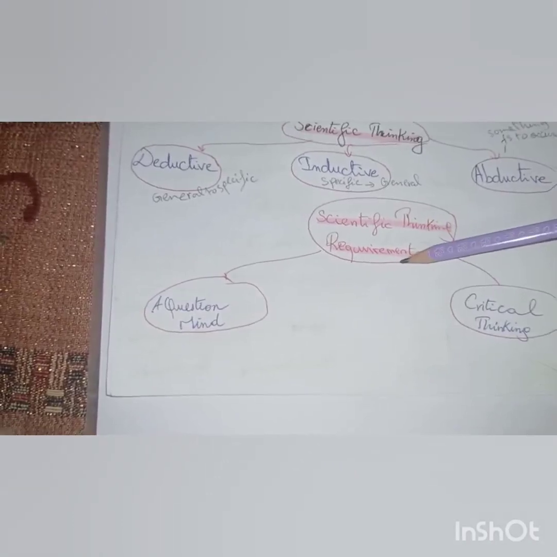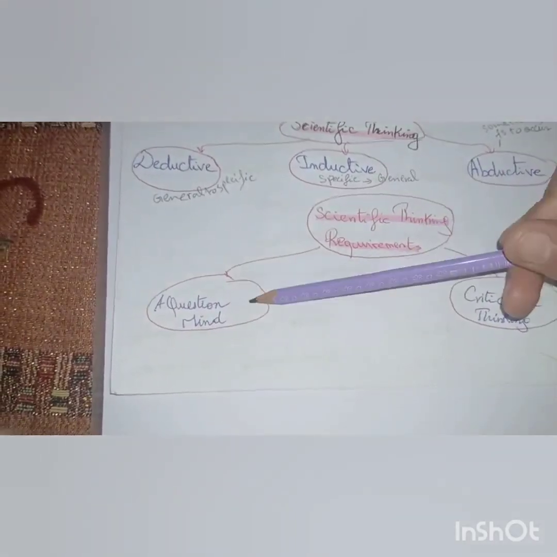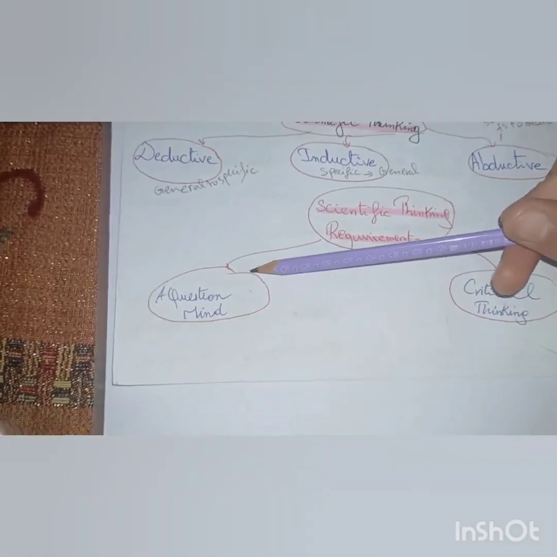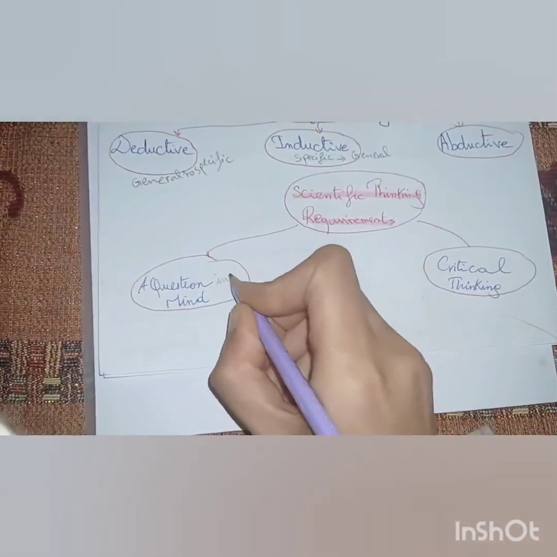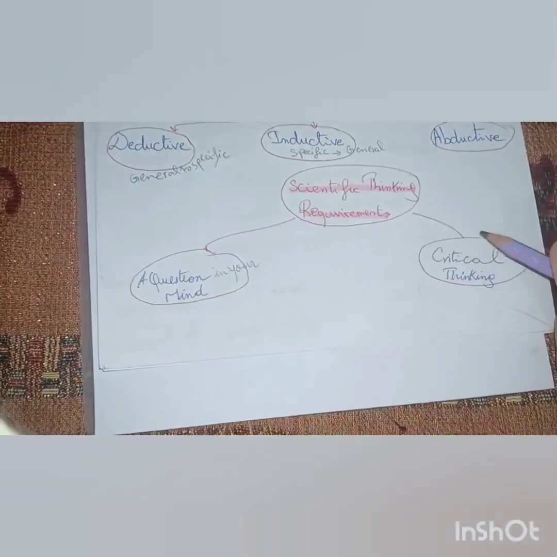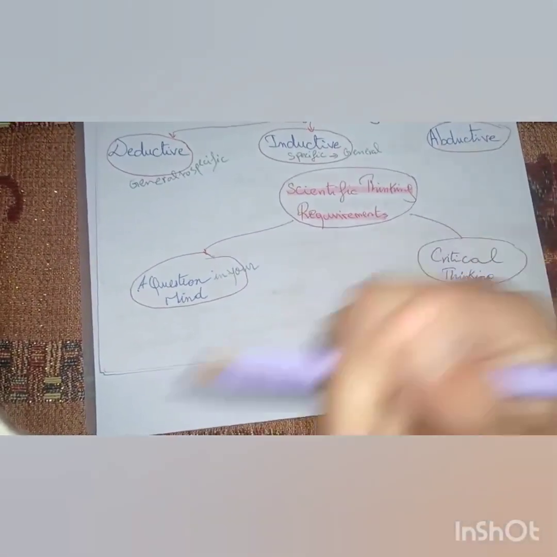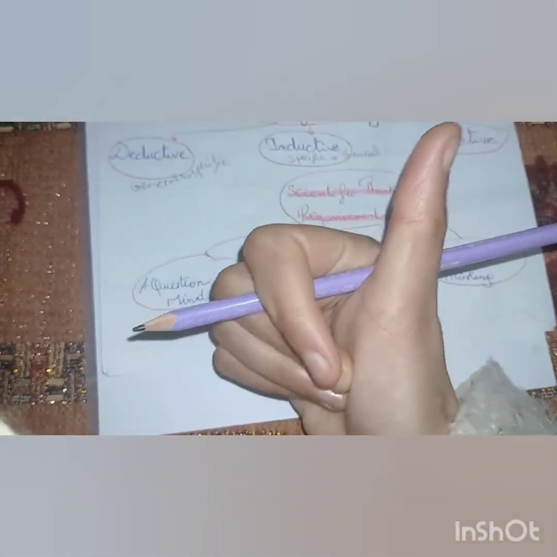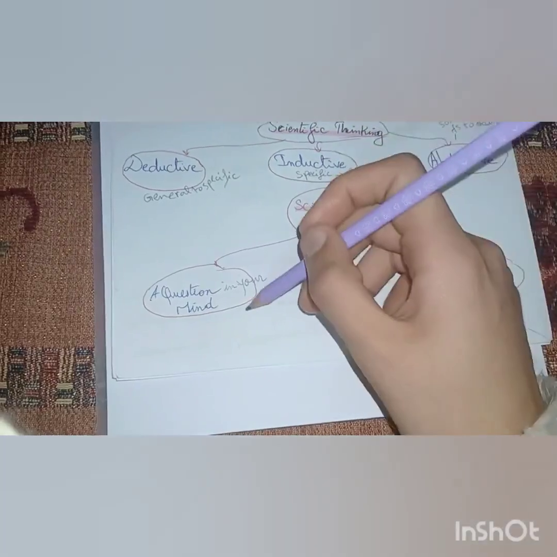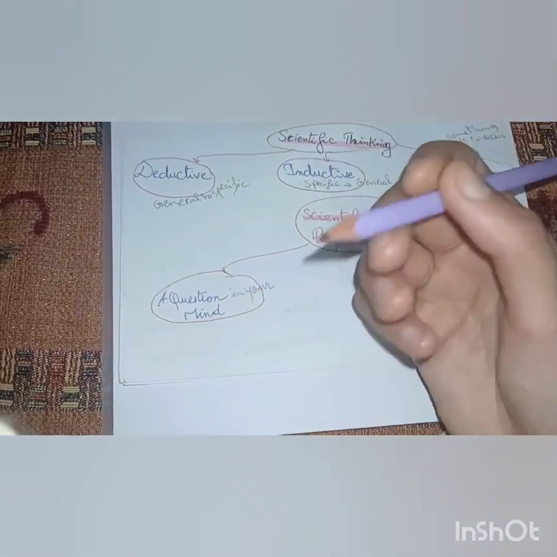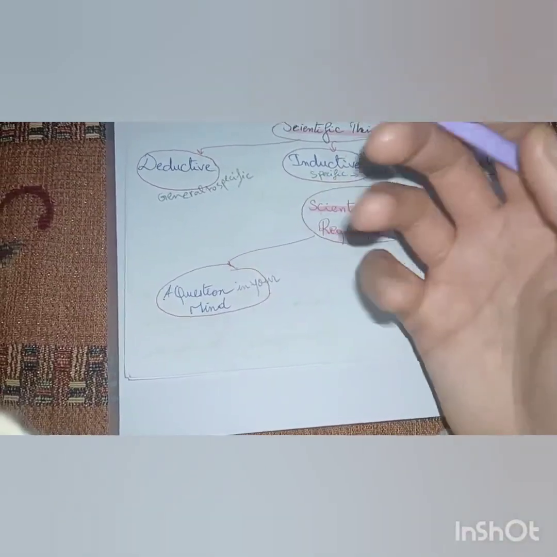And then scientific thinking has certain requirements. You may have a question in your mind. And critical thinking. You need to have critical thinking about that topic, about the whole topics, for example, so you can understand. And another one, the question in your mind that will trigger you, you aim to understand what it is.